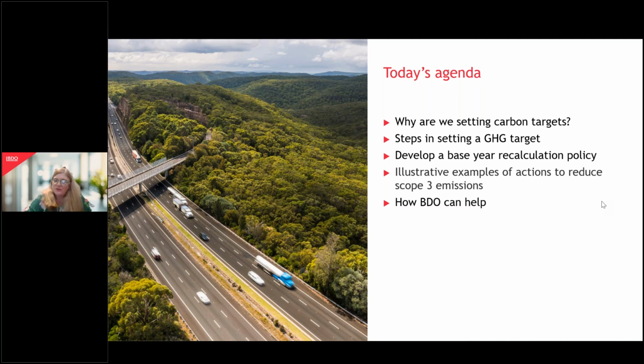Then I also have a section on illustrative examples of actions to reduce scope 3 emissions. So in the greenhouse gas protocol, in their guidance around scope 3, hidden away towards the back, they have some illustrative examples on how entities can reduce scope 3 emissions. And I will refer to those in today's webinar.